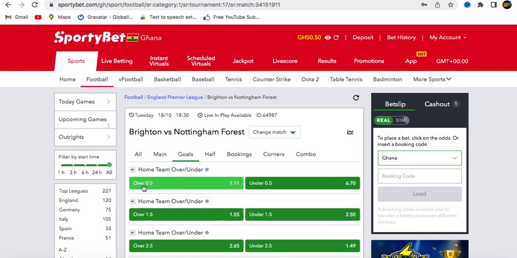So home team over 0.5 is playing on 1.11 odds. And the same home team over 1.5, that means 2 goals and above, is playing on 1.55 odds. That means it is highly probable for the home team to score 2 goals.